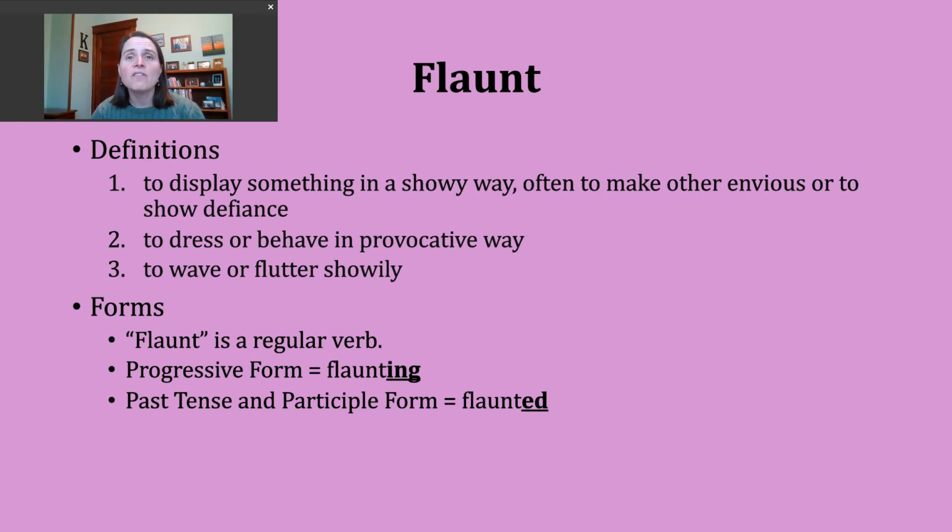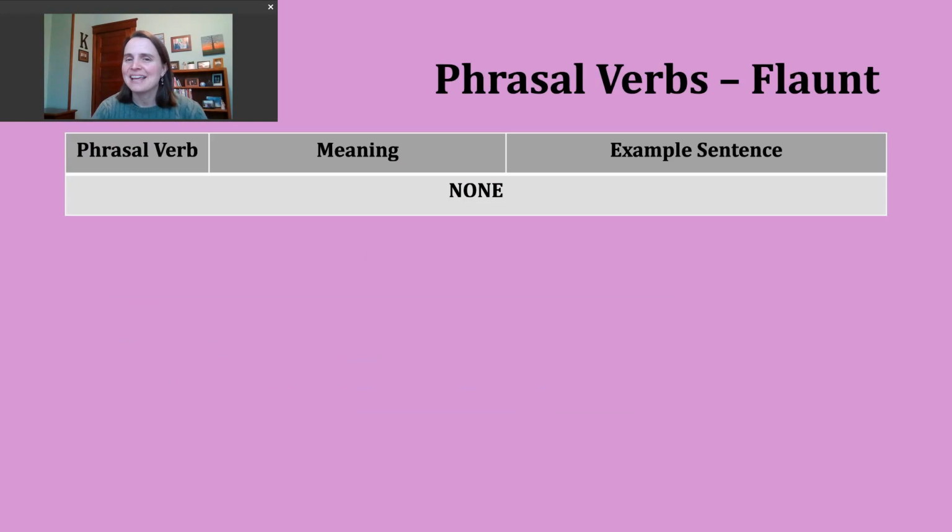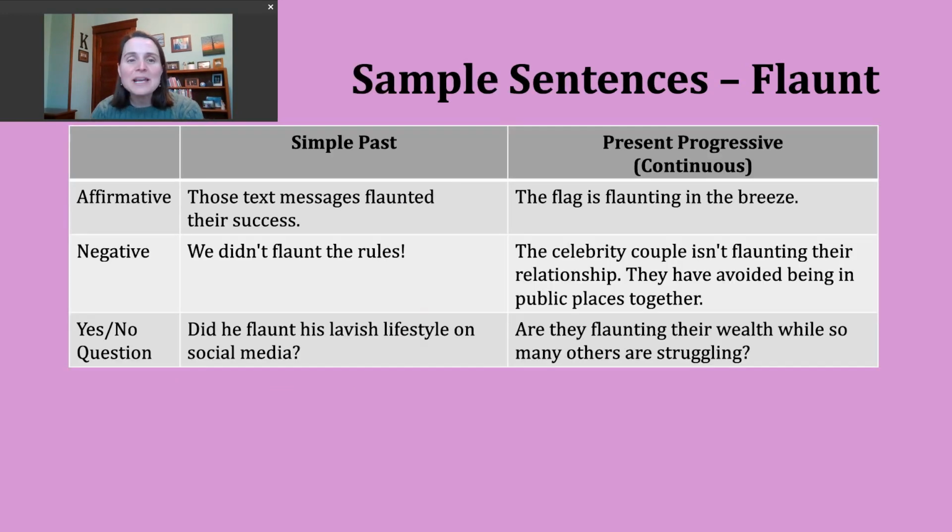Our base verb, flaunt, ends with a T sound. This means that we're going to make an id sound with the ed spelling. So we're going to add an extra syllable to the verb when we make the past tense or participle forms. It should sound like this: flaunted, flaunted. Okay. You might be happy to know there are no additional phrasal verbs for us to study today. So instead, we can move on and talk about how we use this verb in different verb tenses.